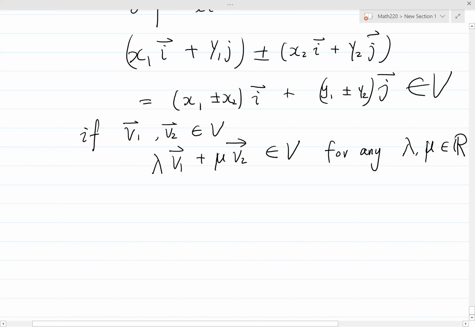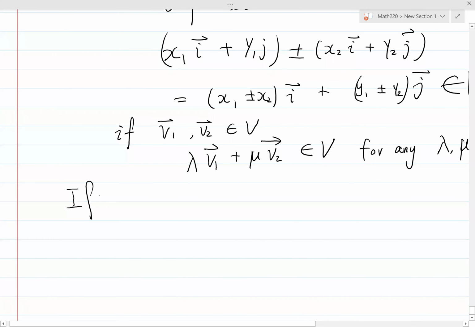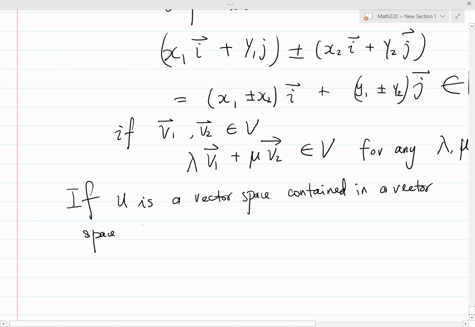By definition, if U is a vector space that is contained in a vector space V, then we say U is a subspace of V.